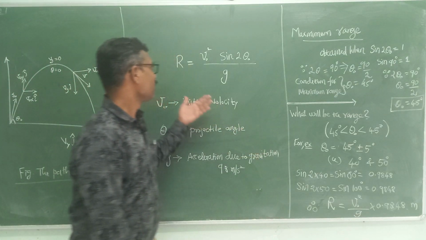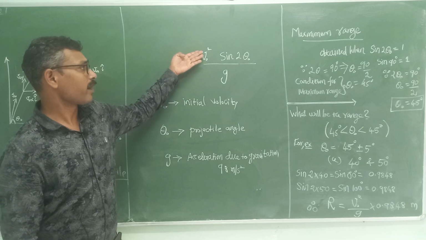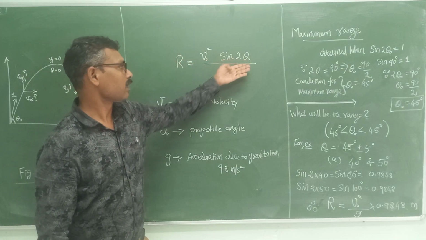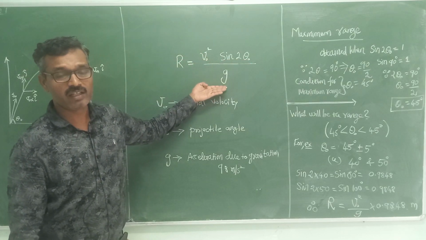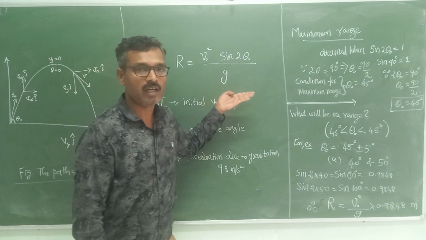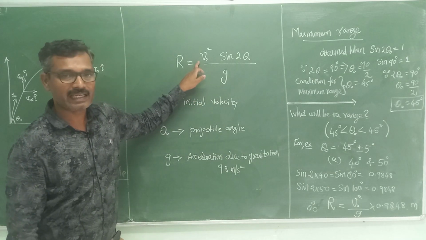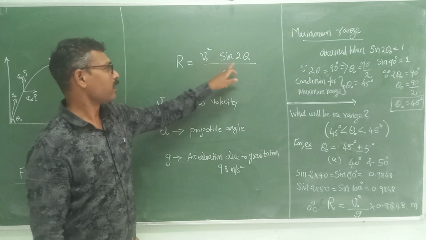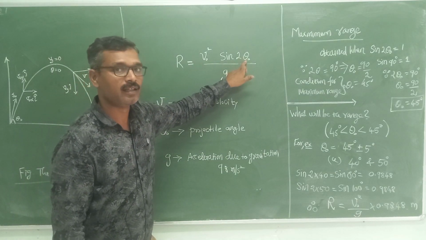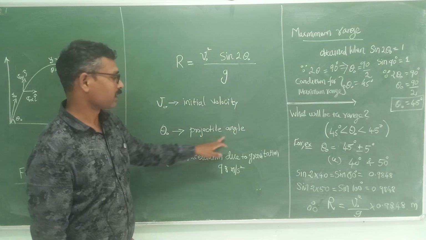Namely, r equals v naught square sine 2 theta naught divided by g. Here g stands for the acceleration due to gravity, v naught is the initial velocity, and theta naught is the angle. This is nothing but the projectile angle.